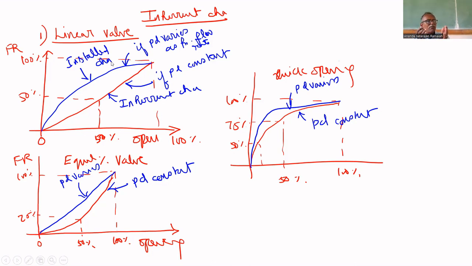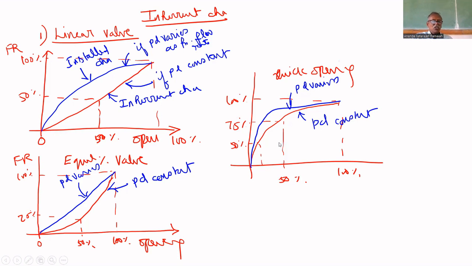If the pressure drop across the valve is constant, then it is a linear valve. That's why it is called inherent characteristics. The inherent nature is linear, but under installed conditions, it is not linear; it is quick opening. If you take equal percentage, the inherent characteristics is equal percentage, and the installed characteristics is linear. For quick opening, the inherent characteristics is quick opening, and the installed characteristics is more quick opening.